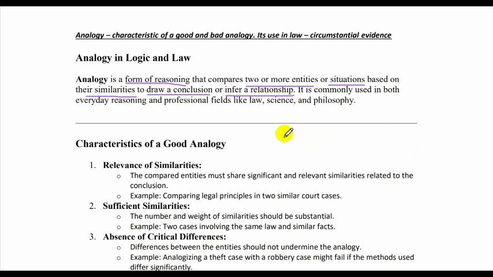Now what is reasoning? I had explained earlier, maybe not, I'm not sure, but reasoning is a form of thinking. So here when we say reason, we are talking about some kind of valid thinking or correct reasoning or logical reasoning. So analogy is a type of reasoning where we compare two or more things or two or more situations based on their similarity, how similar they are, and thereafter we come to a conclusion based on that relationship. It is commonly used in both everyday reasoning and professional fields like law, science, and philosophy.